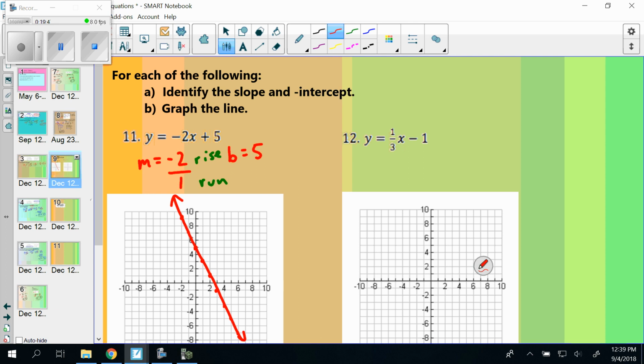All right, why don't you pause the video and try number 12. All right, so in this one, we got a slope of 1/3. Our y-intercept is negative 1, start at negative 1. Here our slope is up 1, right 3, because both numbers are positive. So we want to go up 1 spot, right 3, up 1, right 3. Continue that pattern, or down and left. Connect with the line, and you have the graph of that equation.